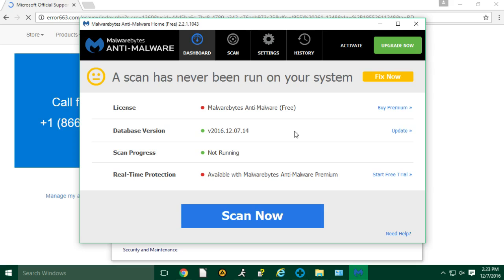We finished running the scan here, and it says, like I said, you don't have real-time protection, and your license is red, so that means you're not licensed. So you don't currently have any protection right now, sir. That's very bad. What I would definitely recommend is that you get some protection right away.